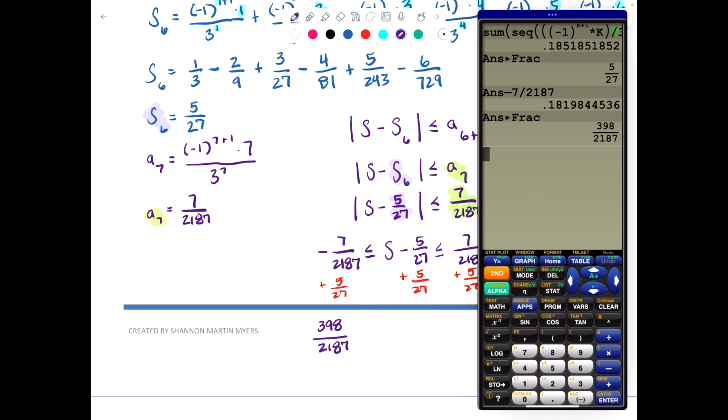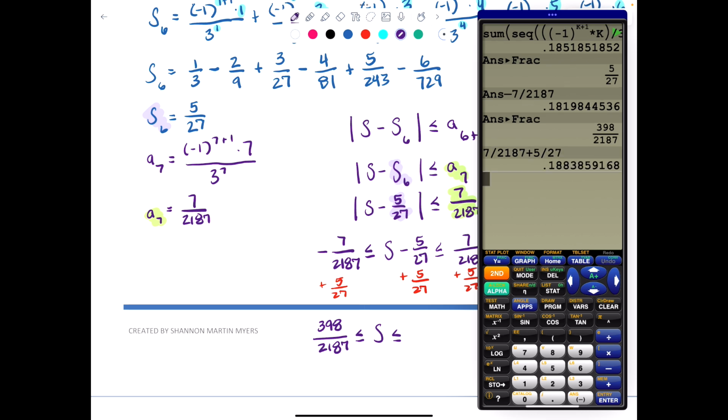And then that will be less than or equal to our sum, and that's less than or equal to, so I'm going to go second answer, nah, I'll just type it in, I'm being lazy. So now 7 over 2187, and then plus 5 over 27, and getting that in a fraction. No, we need math, fraction. Enter, we get 412 over 2187.